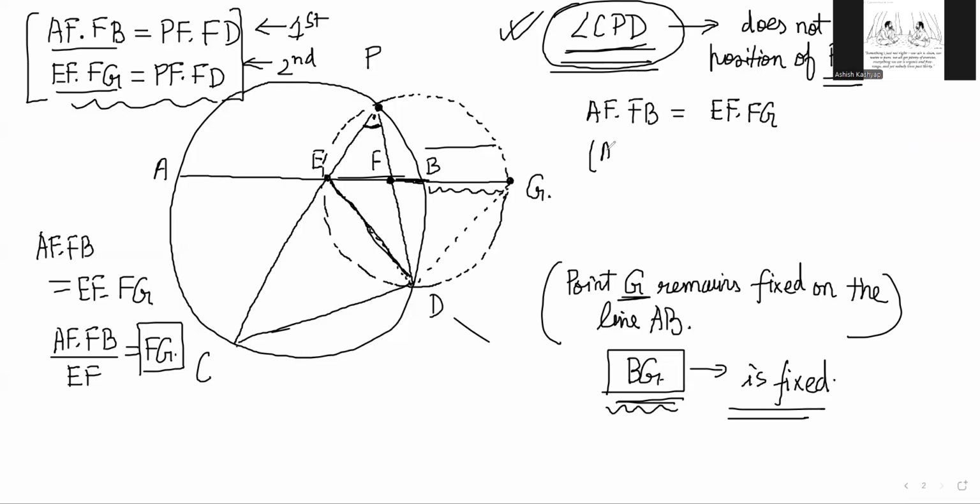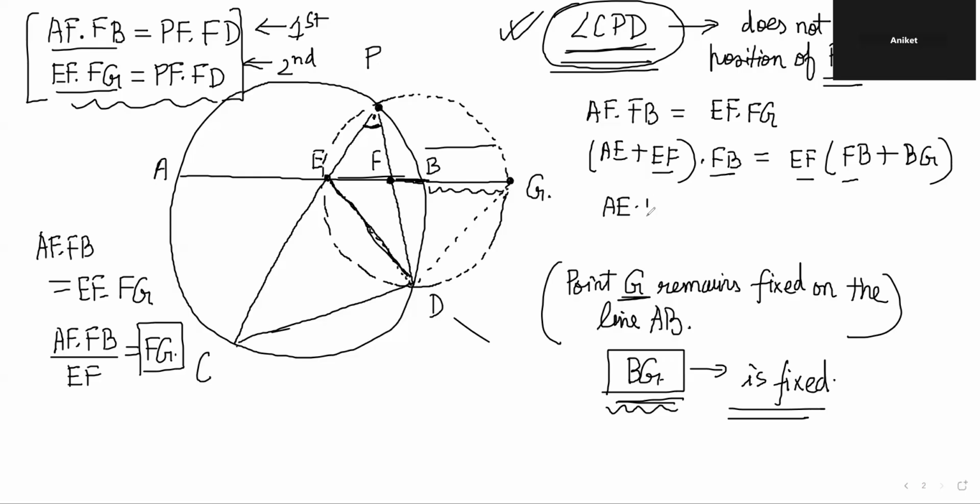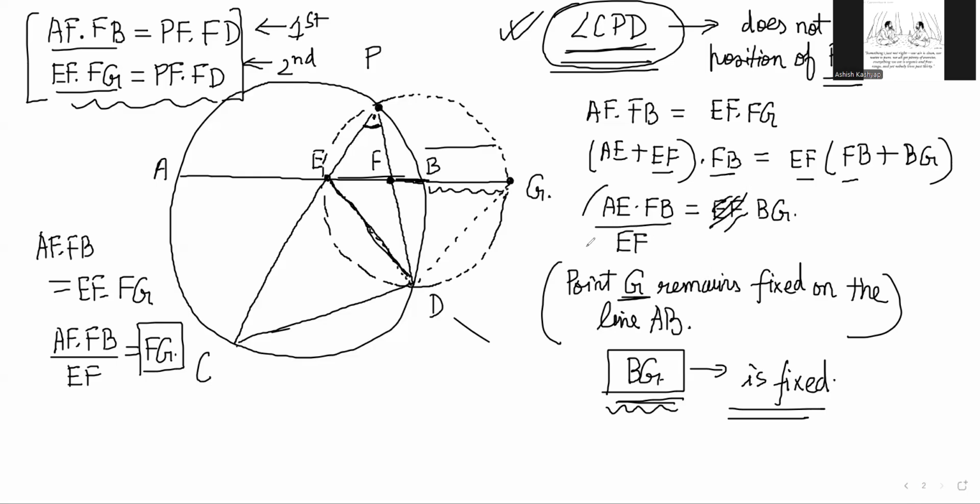AF is actually AE plus EF, into FB is equal to EF, and FG is actually FB plus BG, right? So what we are getting is EF and FB product will get cancelled, and we'll end up with AE into FB is equal to EF into BG. And now we are getting that AE into FB by EF is equal to BG. And the BG distance remains fixed. Therefore, AE into FB by EF is fixed.